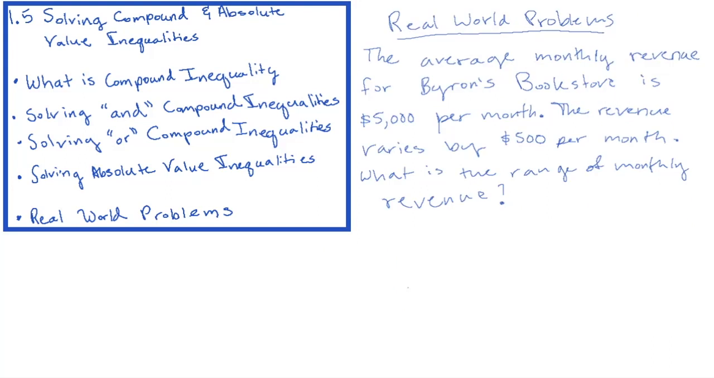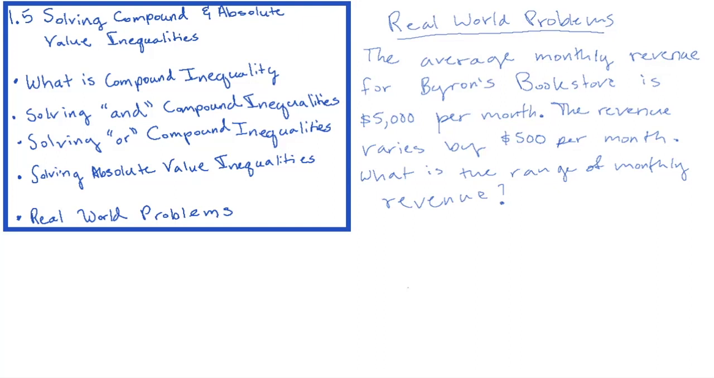Okay, so here's our real world problem. The average monthly revenue for Byron's bookstore is $5,000 per month. The revenue varies by about $500 per month. What is the range of monthly revenue?